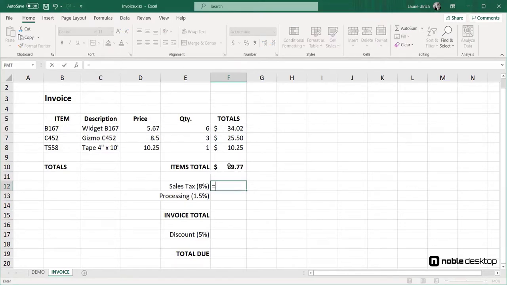After that, we'll calculate the sales tax, the processing fee, and then calculate a total due after a discount on the original item's total, not including the taxes and fees.